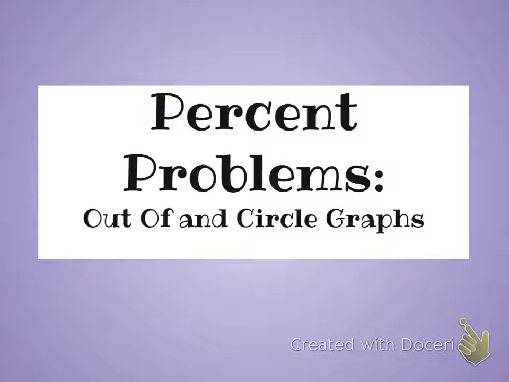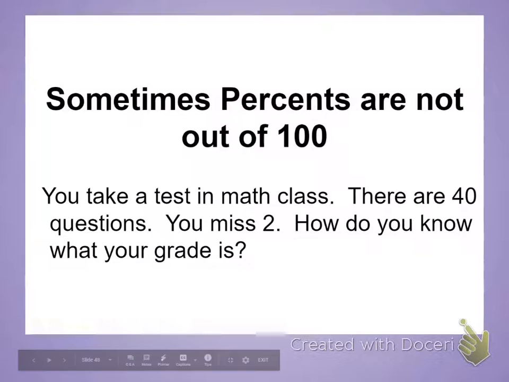But I want to talk real quickly about out of problems. So a lot of times the words will talk about being out of something. So let's go straight into what kind of problems you're talking about. So sometimes percents are not out of 100, and you did some of this on the first day when we did those charts, and you were making them. It might have 10 squares and 5 of them were colored, if you remember. Well, that's the same idea as this.